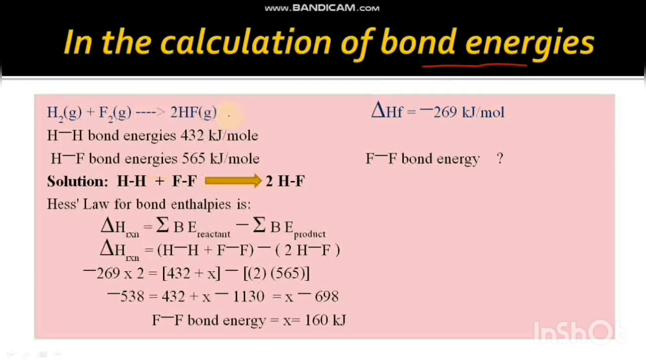The enthalpy of a reaction may be given as the difference in the bond energies of the reactants and products participating in the reaction. Enthalpy of reaction, delta H, is equal to the sum of bond energies of the reactants minus the sum of bond energies of the products.